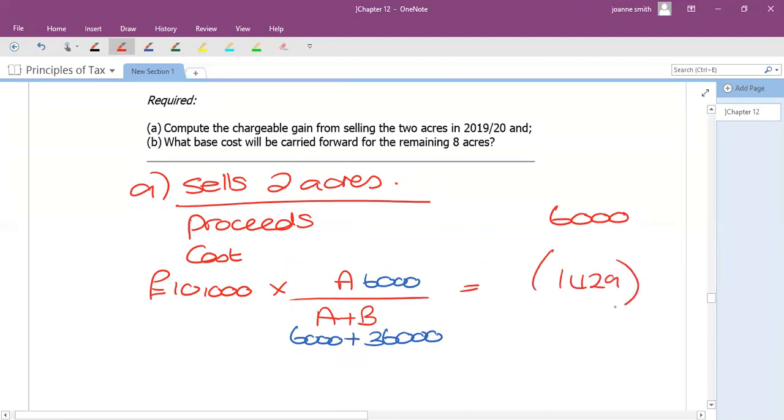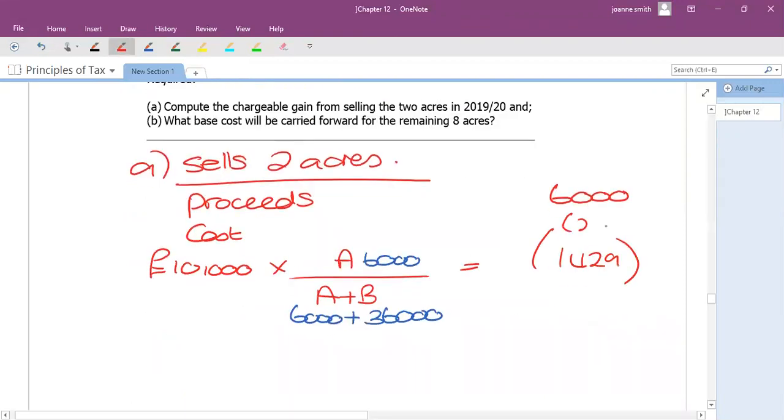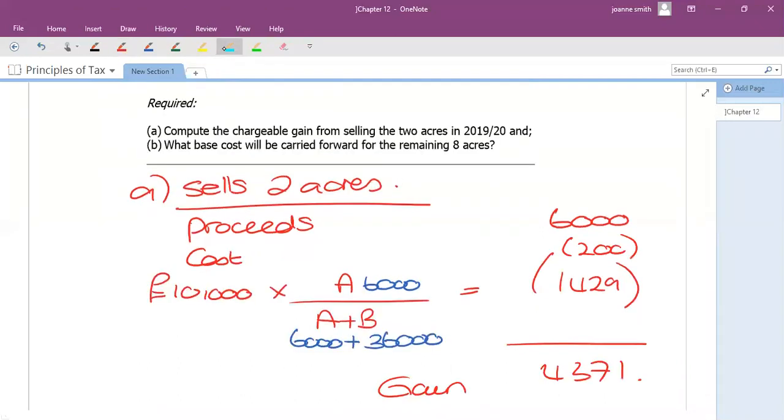1429. Now what I've also got here is some costs to sell, incidental selling costs of 200. I don't need to proportion that. I can just take the full 200 because this is the cost to sell the 2 acres. And that gives me a net gain for the whole thing of 4371. Now if that's all I sell that year, by the time I took my annual exemption off, I won't pay any tax. Part B is asking what is the base cost for the other 8 acres.